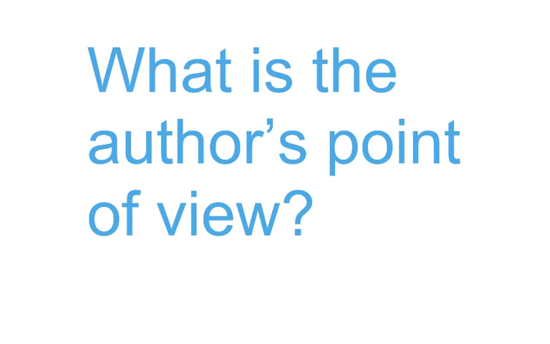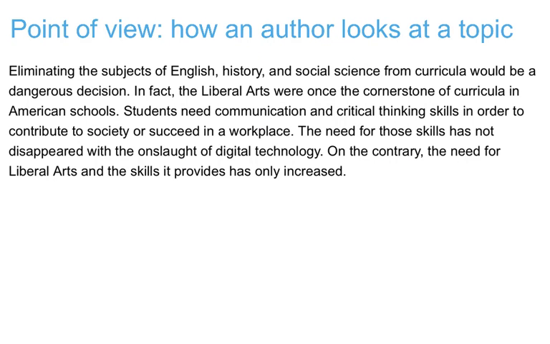What is the author's point of view? At this point, we probably remember that point of view is how an author looks at a topic. We also know that when reading paragraphs, we can look for positive or negative language in order to figure out if the author has an extreme point of view in one direction or another. Sometimes, however, this can be tricky. Let's try a tougher example.